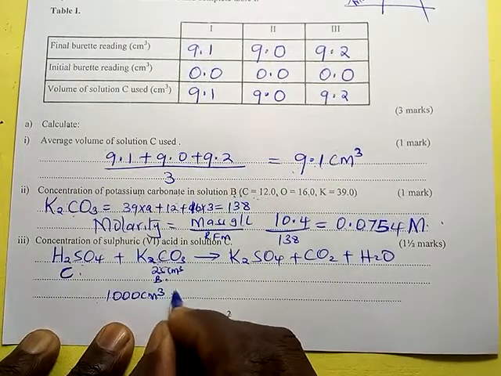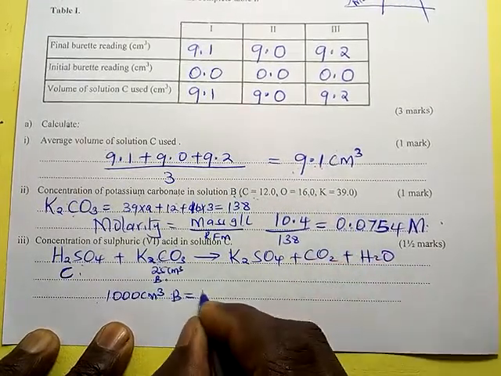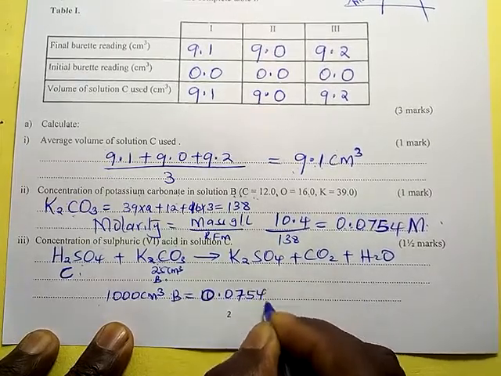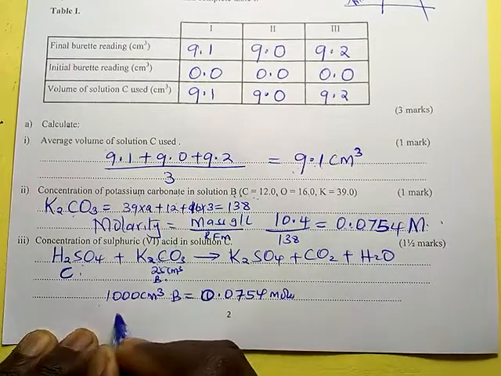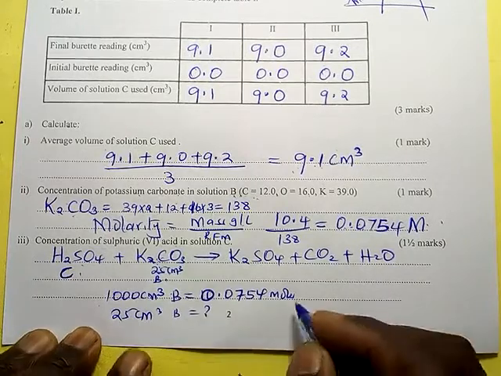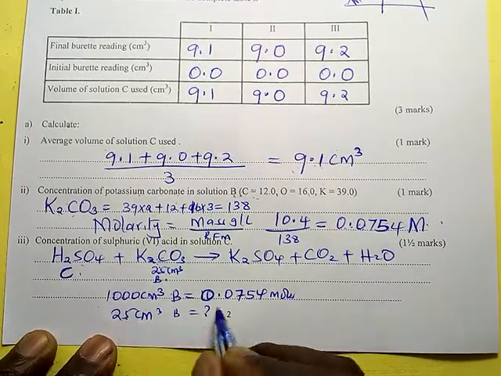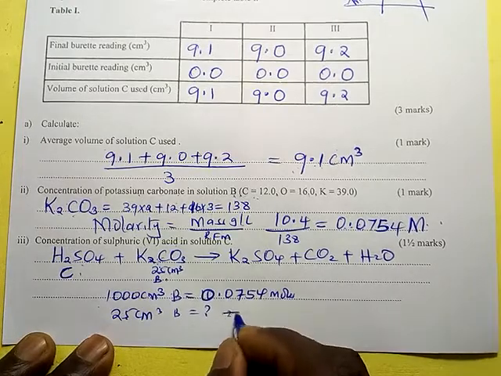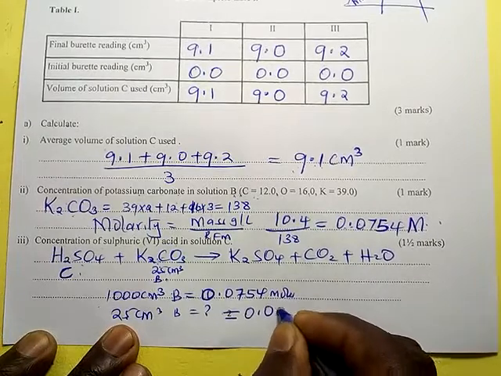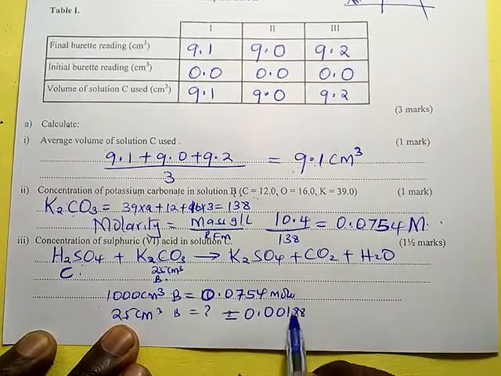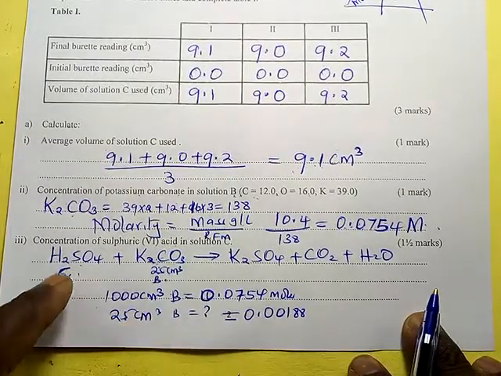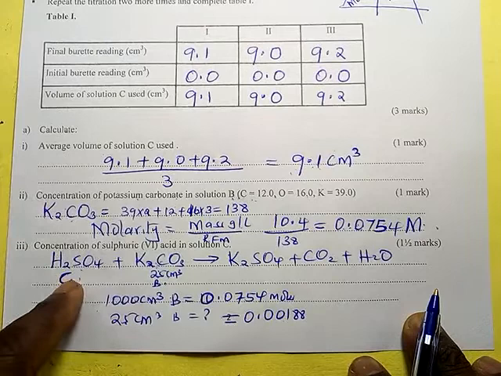of solution B has this molarity, 0.0754 moles. So we will say 25 centimeters cube of solution B will contain how many? Now this one will give 25 times this divided by this, and it is going to give us 0.0188 moles. So this is the number of moles of sodium carbonate in 25 that reacted with 9.1 centimeters cube of solution C.